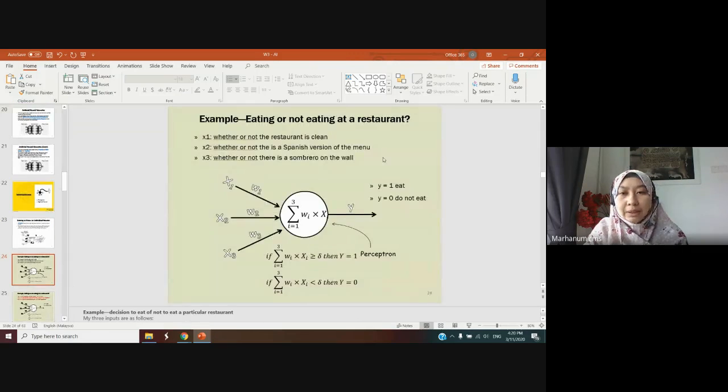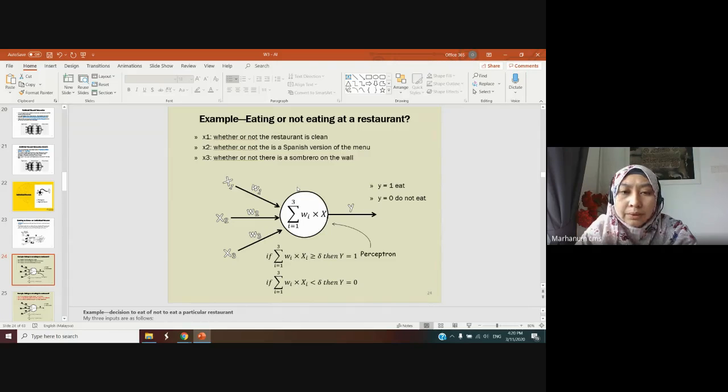This is an example. Like the first example, eating or not eating at the restaurant. These are the options, the parameters. So X1: whether or not the restaurant is clean. They put the parameter. X2: whether or not the restaurant offers a Spanish version of the menu. X3: whether or not there is a sombrero on the wall. So X1, X2, X3.